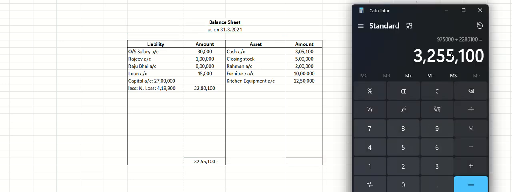We can see what the assets are. We have cash of 3 lakh 5,100, plus closing stock of 5 lakh rupees. Then we have Rahman account of 2 lakh rupees. That means Rahman has 2 lakh rupees to pay us. The furniture remaining in the business is worth 10 lakh rupees. The kitchen equipment is worth 12 lakh 50,000. Yes, we have assets equal to 32 lakh 55,100. That means our journey was right.